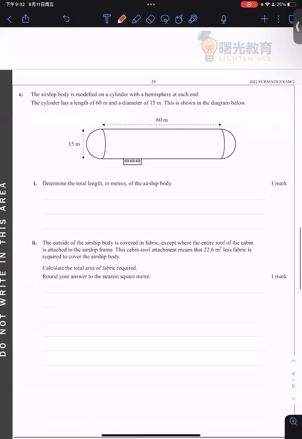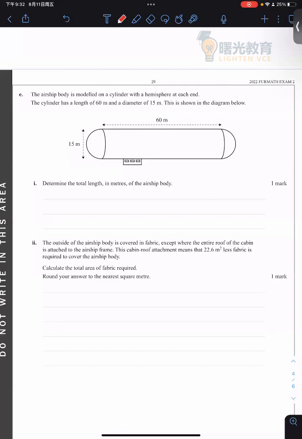All right, the airship body is modeled on a cylinder with a hemisphere at each end. The cylinder has a length of 60 meters and a diameter of 15 meters. This is shown in the diagram below. Determine the total length in meters of the airship body.